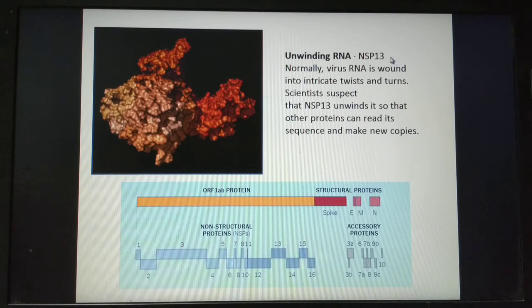NSP13 is called the unwinding RNA. Unwinding RNA, what does it do? Normally, our DNA or any viral DNA also, they don't lie in the cell as a single stretch of string. It is like a tangled thread ball, pretty much tangled, and it involves lots of twists and turns. So, NSP13 unties those tangles and makes it a straight chain, so that proteins can be formed from that, and replication, that means making new RNA copies, can be made from that single strand. Otherwise, if the DNA or RNA is in a very twisted and tangled form, then other proteins cannot get access, and replication or protein synthesis, nothing can happen from that. It has to be unwound.